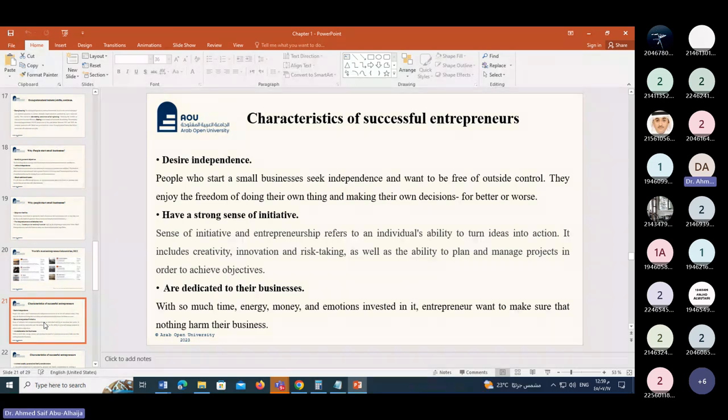So that's why you need to be what? Dedicated. You need to be committed to the business by offering the right time, the right resources, the right energy. So it's an investment. You need to have that investment, right?